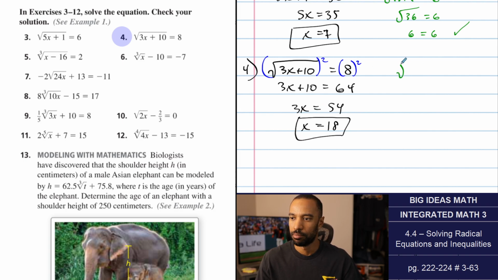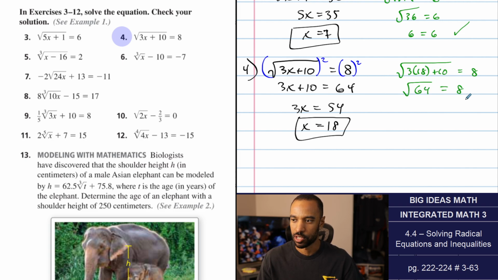Let's double check that one. We're going to have the square root of 3 times 18 plus 10 equals 8. Again, original equation. This is 54 plus 10 is 64. Square root of 64 equals 8, and 8 equals 8. That checks out.